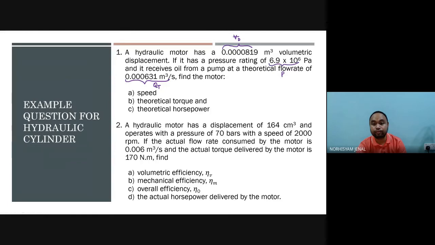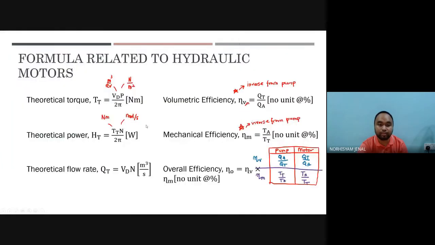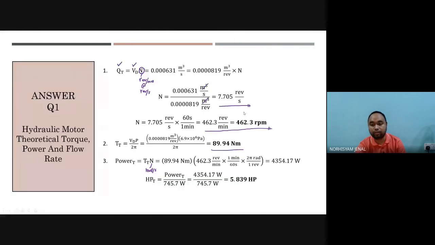TTN should be radian per second. Earlier I wrote it down, it must be in the form of radian per second. Theoretical flow rate can be in RPM or can be in revolution per second. Okay, so this is the answer. And then horsepower, whatever power that you get, do not make it into kilowatt. Make sure it is in watts divided by 745.7. So you will get it as horsepower at the end. Done. So this will answer the first question.